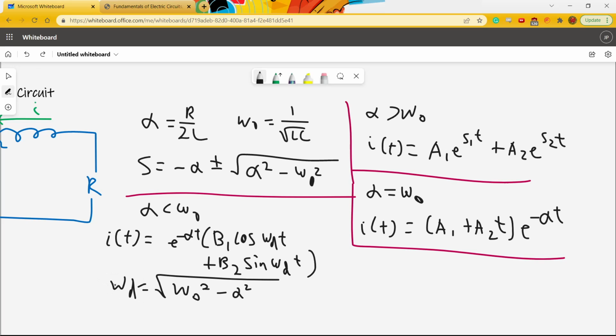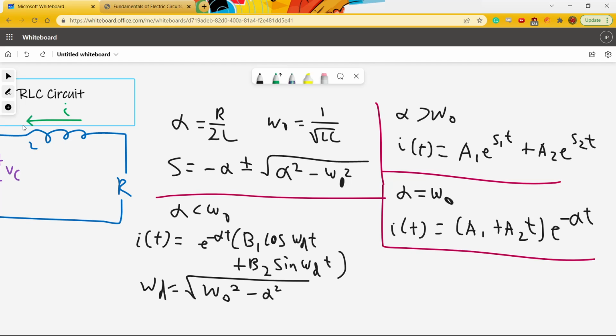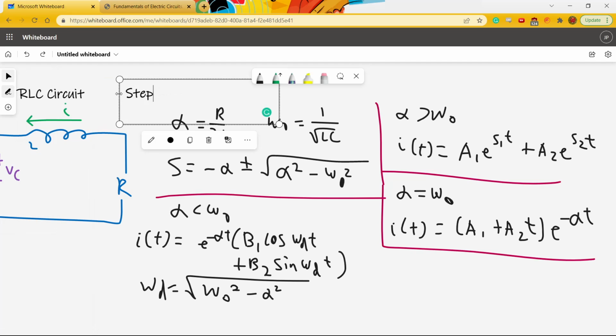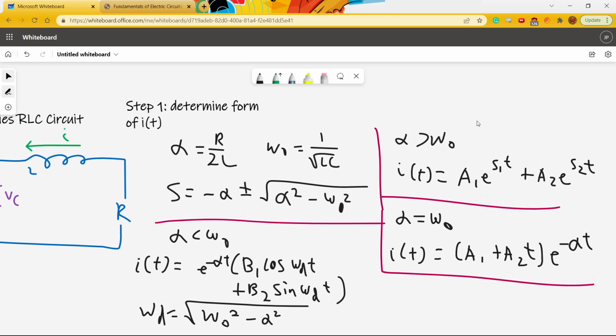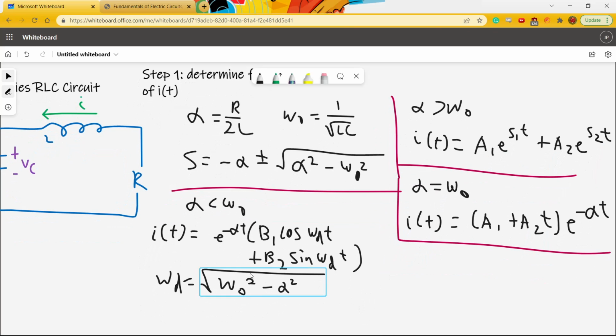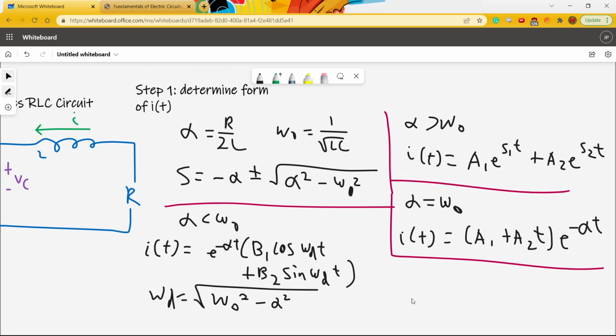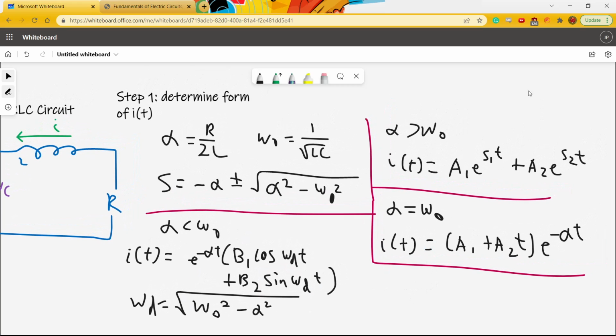So what we'll temporarily call step 1 is to determine the form of I of t based on alpha and omega naught, and write that down. There are other steps, and you can technically do them in any order you wish, but I've started by determining the form of I of t. However, in order to finish solving this equation, we need to know what the constants A1 and A2, or in this case B1 and B2, are for our various forms of I of t. To do this, we need initial conditions.